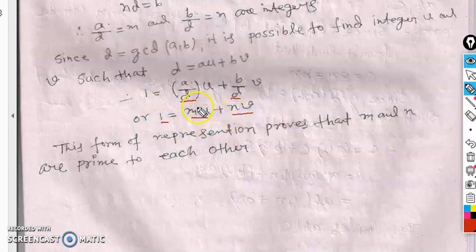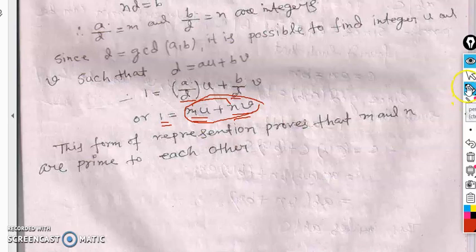This represents that 1 can be expressed as mu plus nv. If we want to find the GCD of m and n, then we write m and n as a linear combination mu plus nv, which equals 1, which represents that the GCD of m and n should be 1. This proves that when we divide by the GCD of the numbers, the remaining numbers' GCD should be 1. That means these two numbers should be prime to each other.